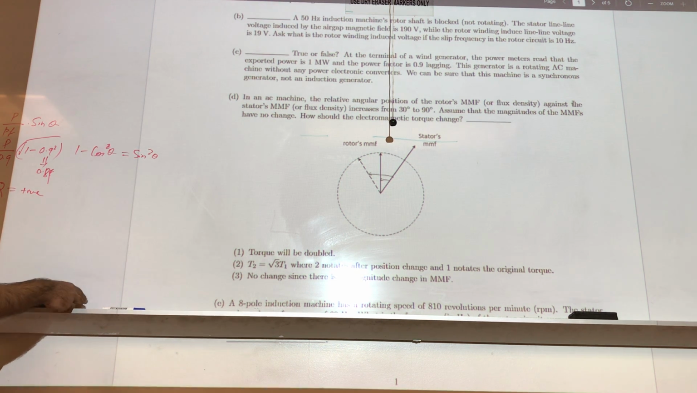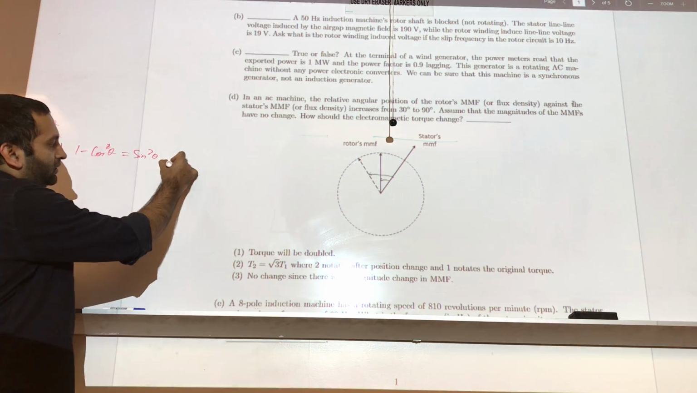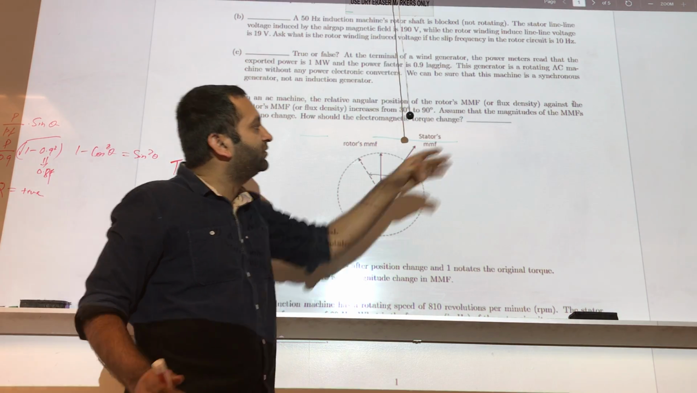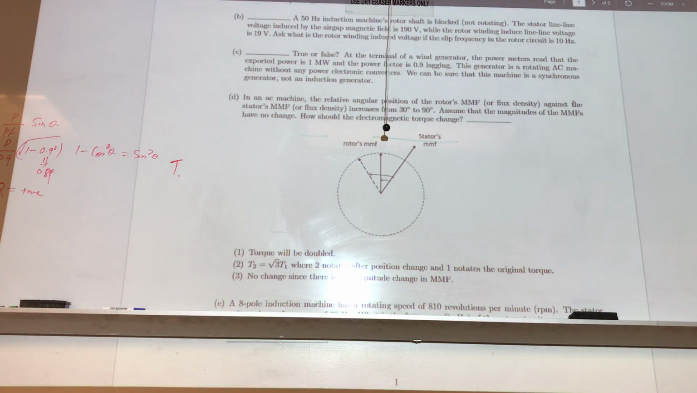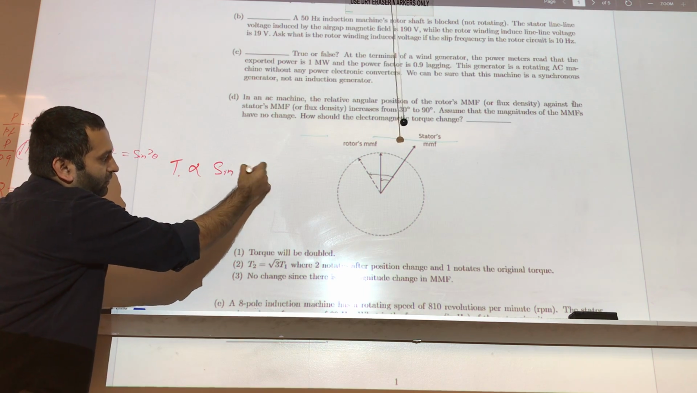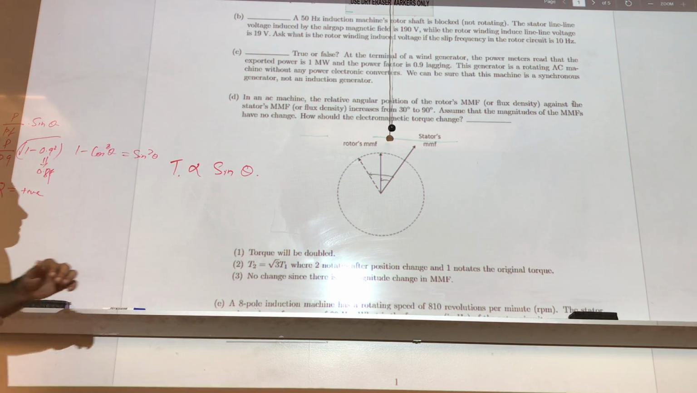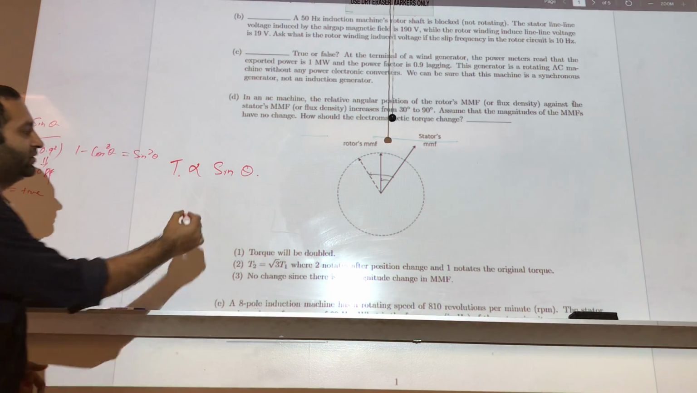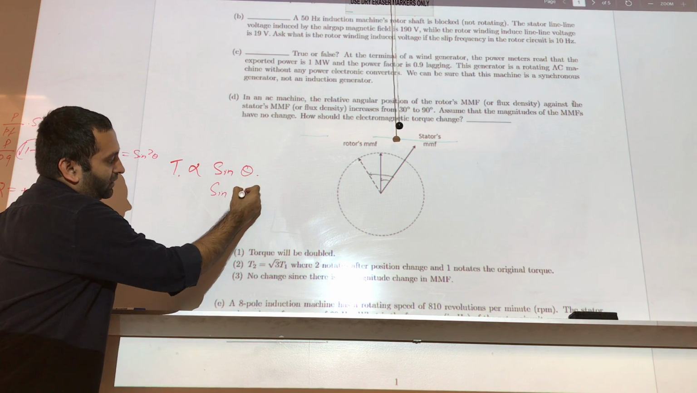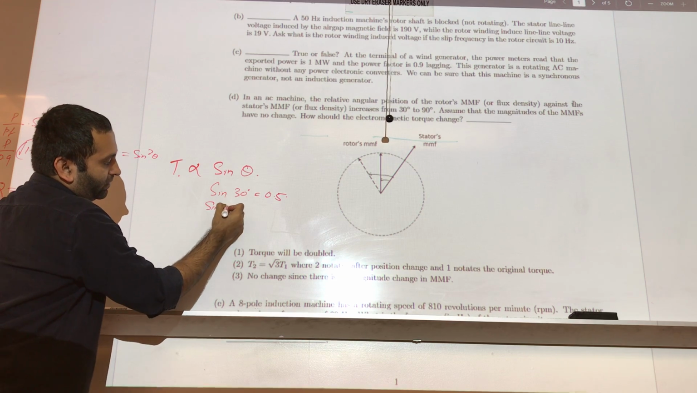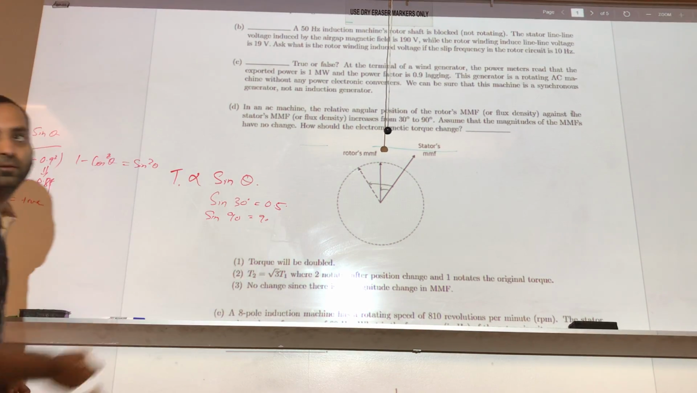So what is the relationship between torque and angle? Because the only thing given is the angle. He says everything else is constant. The only thing that increases is the angle. It's sine of the angle. So torque is proportional to the sine of the angle. It's given that the angle increases from 30 to 90. So the only thing you have to do is, what is sine 30? 1/2. And what is sine 90? 1. So it will be doubled.